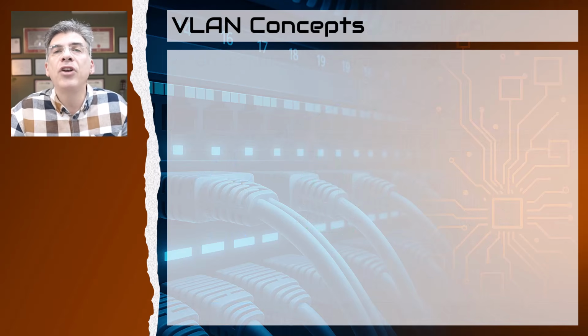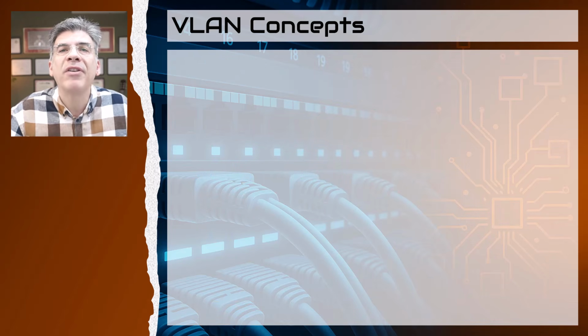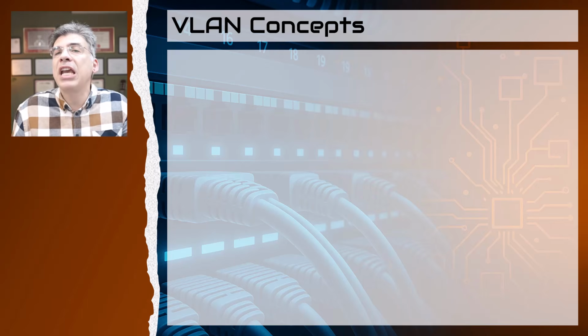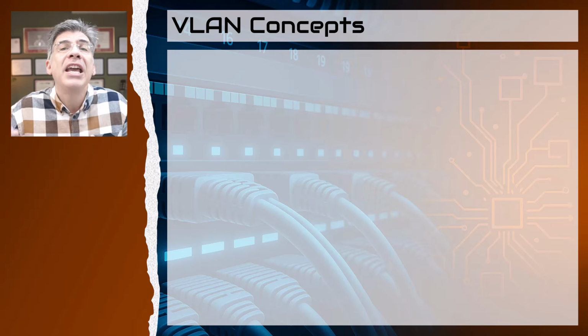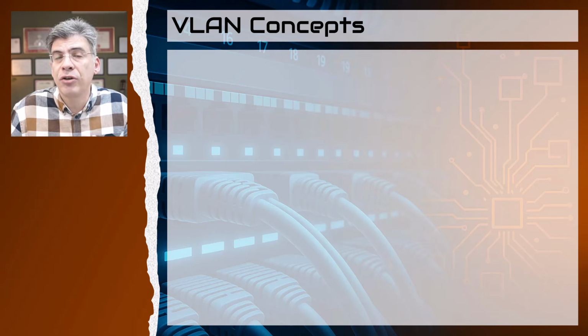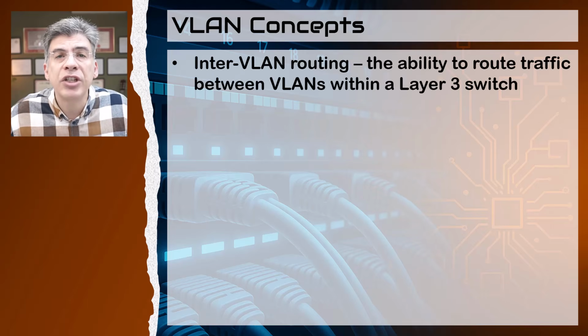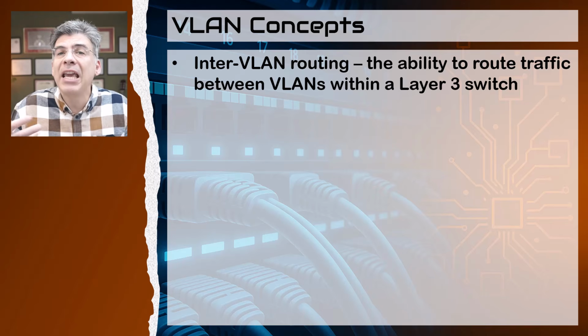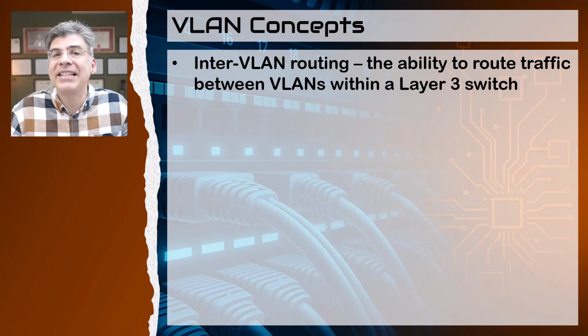Now, before I end off, I'd like to give you a preview of a couple of important associated concepts. We saw how communication takes place between two hosts in different VLANs using an external router. Well, this can also be achieved using inter-VLAN routing on the switch itself. A layer 3 switch has routing capabilities and can route traffic between VLANs internally.